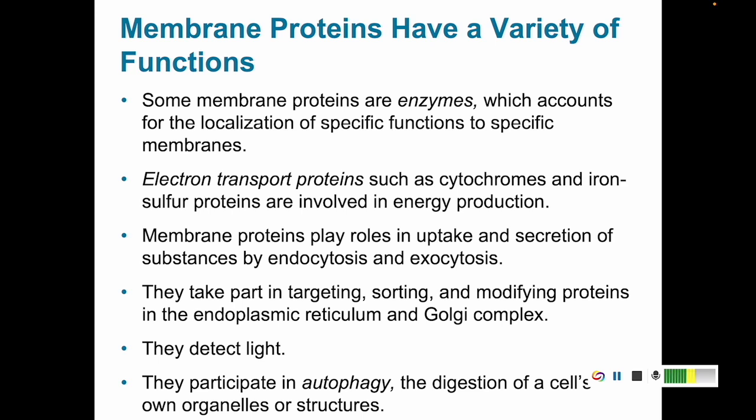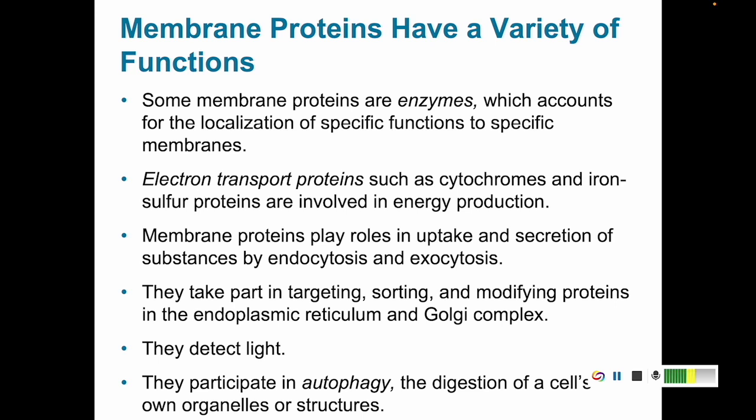There are electron transport proteins, things like cytochromes and iron sulfur proteins involved in energy production. So you'll find things like electron transport proteins in mitochondrial membranes or in chloroplast membranes involved in those energy production steps.